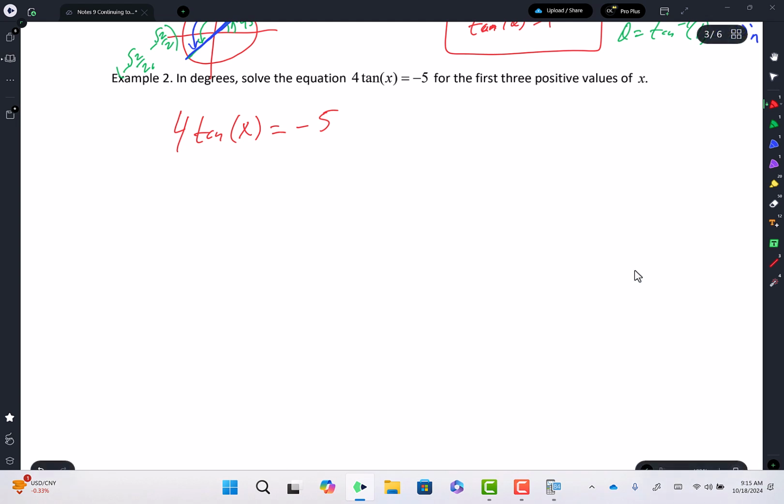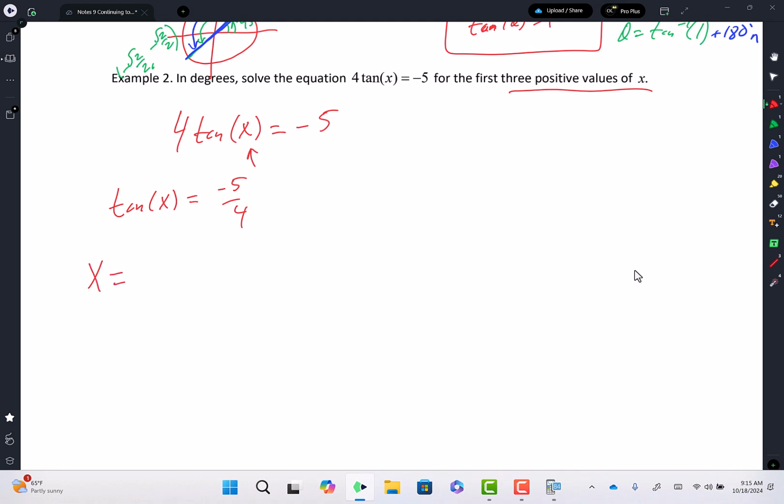Here we go. Let's go back to this. I'm trying to solve for x, the first three positive values. What's my first move? Divide by 4. Perfect. Done. We're almost there. I want to get x by itself. What's my second move? No, don't say the word reciprocal. Say the word inverse. Arctan. x equals arctan of negative 5/4, and because I'm in degree mode, plus 180 degrees n. Reciprocal and inverses are not the same, unless you're talking about numbers. For functions, reciprocal and inverses are not the same. Make sure we are aware of that.